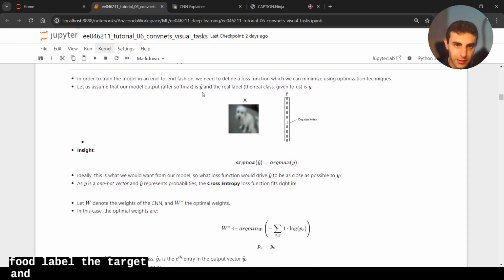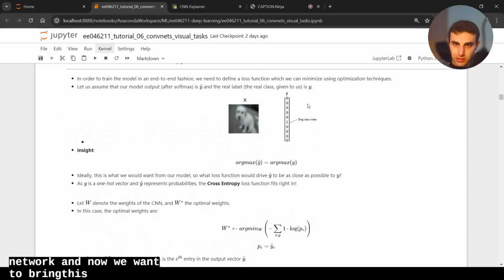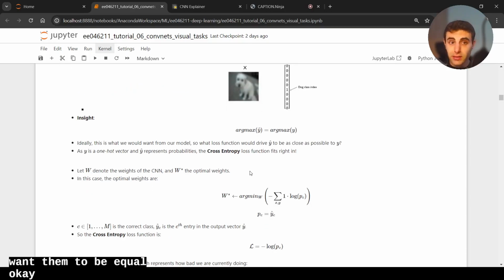Our y hat is going to be our probabilities from the network, and now we want to bring this y hat closer to y. Note that when we take the argmax over y and y hat, we want them to be equal. Ideally, we would want our model to output 1 for the correct class, but we are going to work with probabilities.